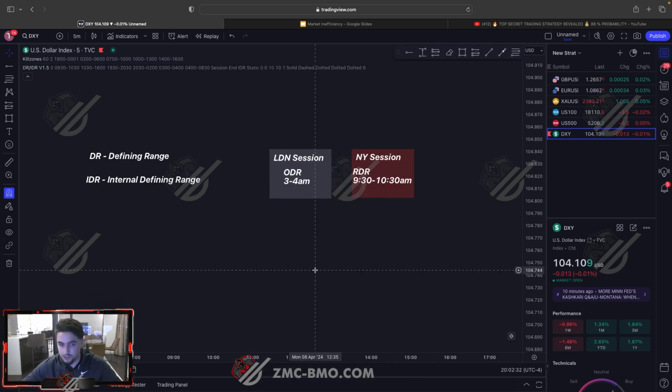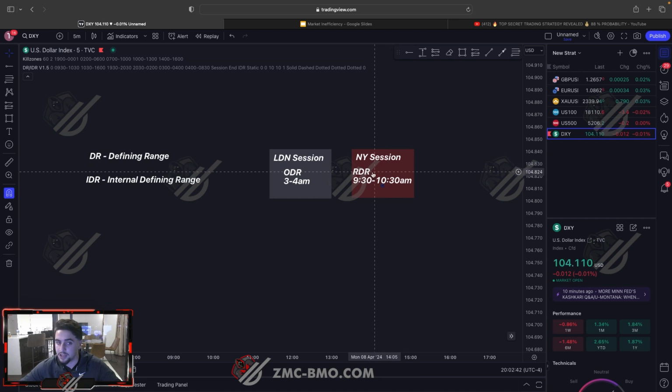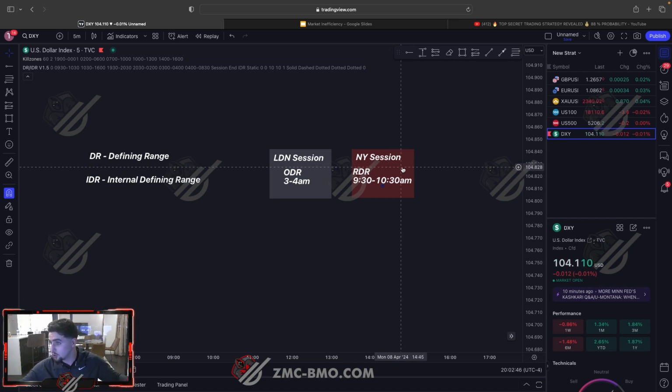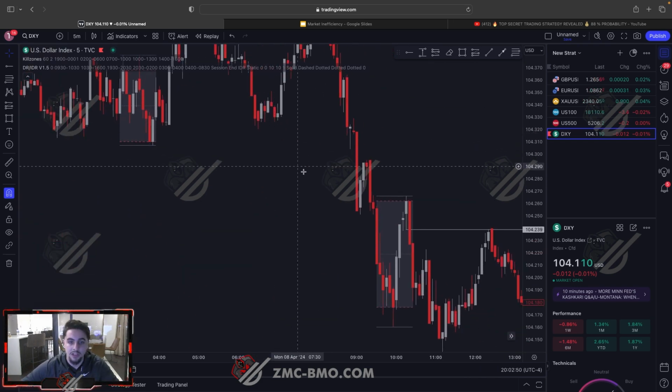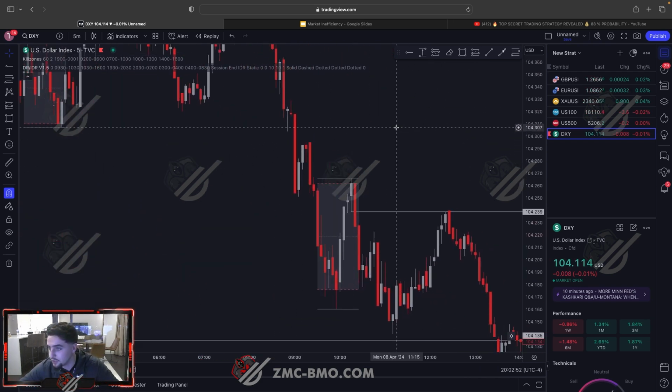Okay, let's get into it. But beforehand, just remember, guys, these are the two time frames you need to be familiar with. So the London session's defining range forms during 3 to 4 a.m. and the New York session defining range forms during 9:30 to 10:30 a.m. This is all for the New York time. Okay, so let's get right into the chart and I'll show you guys the difference between the defining range and the internal defining range.